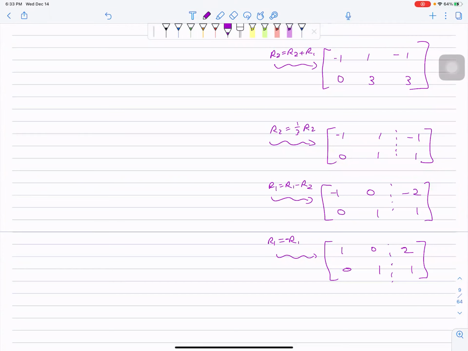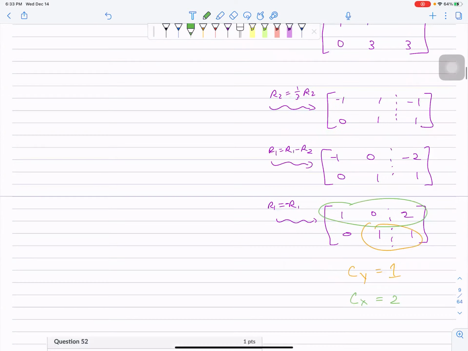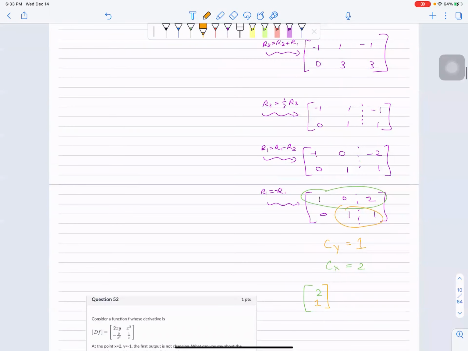This means that I can now directly read off my answers. CY is 1 and CX is 2. So my rates of change of inputs were 2, 1. Okay.